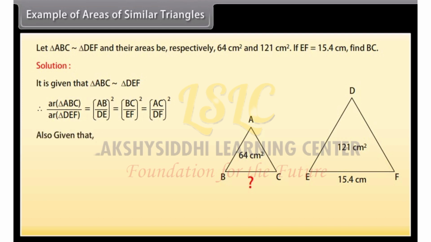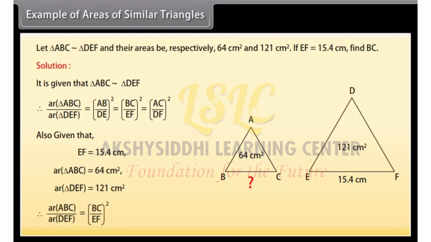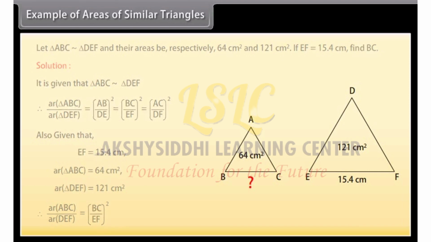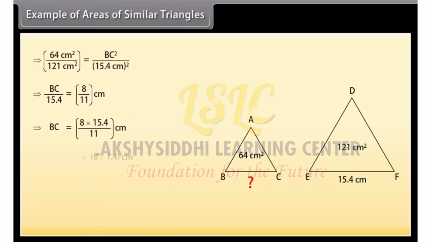Also, given that EF equals 15.4 centimeter, area of triangle ABC is 64 centimeters square and area of triangle DEF is 121 centimeters square. Therefore, area of triangle ABC upon area of triangle DEF is equal to (BC upon EF) whole square. Now, by substituting and calculating the values, we get BC as 11.2 centimeter.